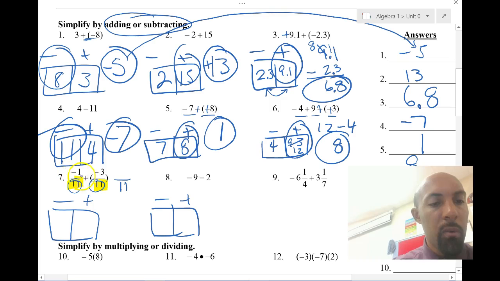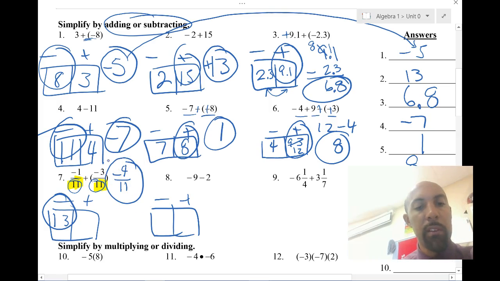But we just need to figure out what's negative 1 plus negative 3. 1 is negative, 3 is also negative. Same box, so add 1 plus 3 is 4. And the negative box wins because it's bigger, so that's going to be negative 4 over 11.